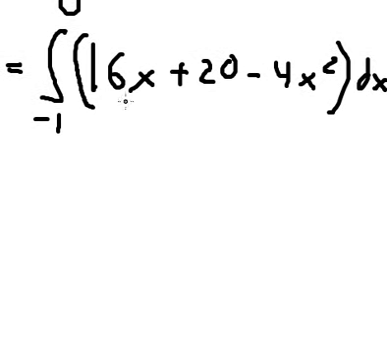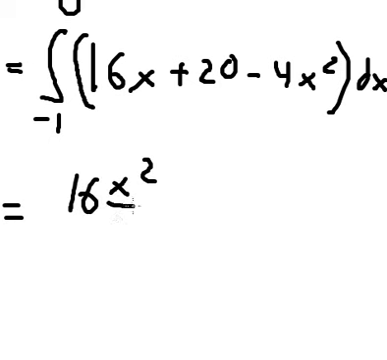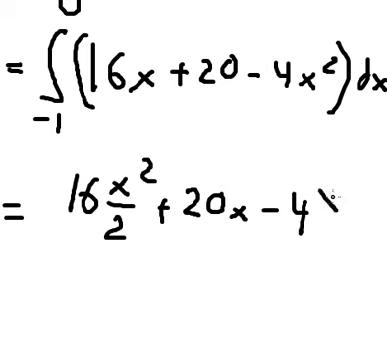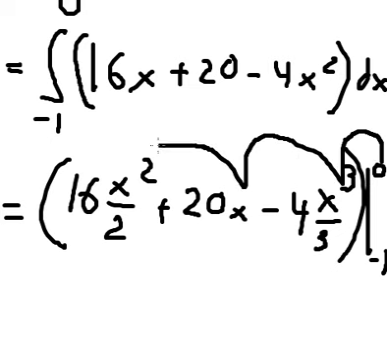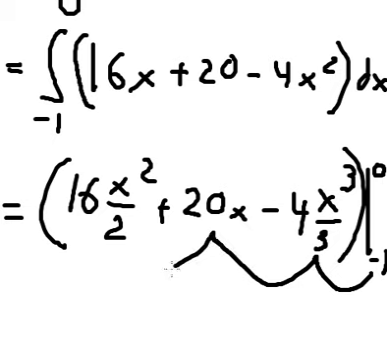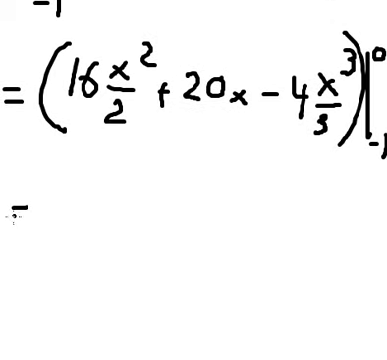And now the integration of x, we have x squared over 2. This one is the constant, we have 20x. This one we have x to the power of 3 over 3. And then we put the bounds from negative 1 to 0. And now we put 0 in here, negative 1 in here, and we have the final answer. And we have 32 over 3.